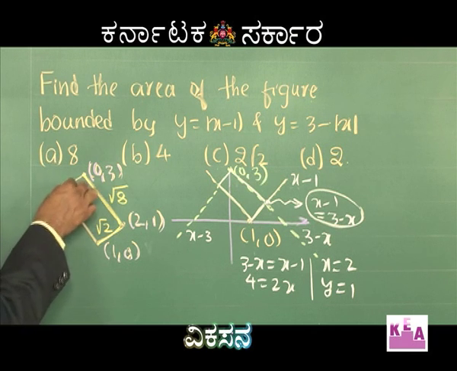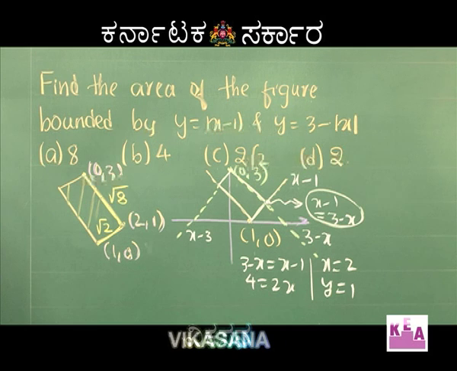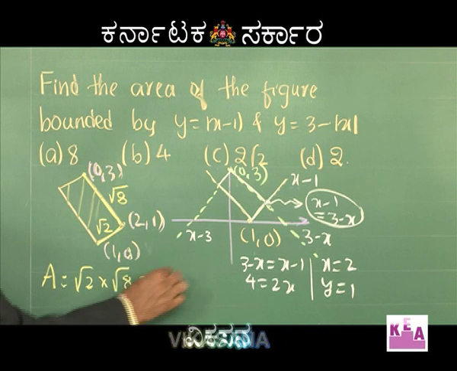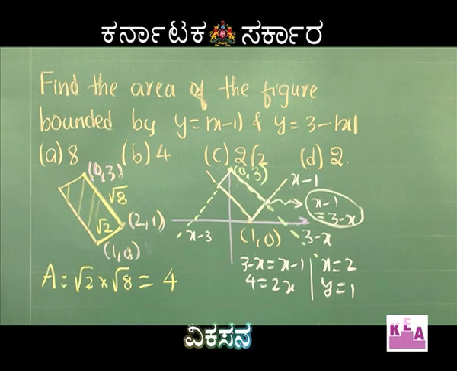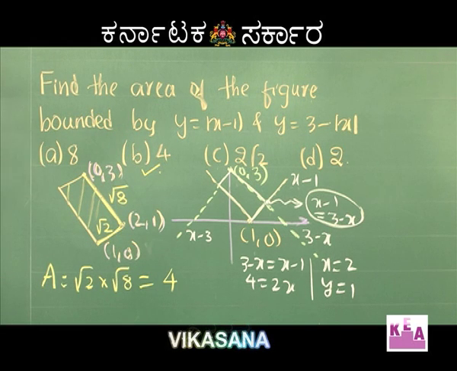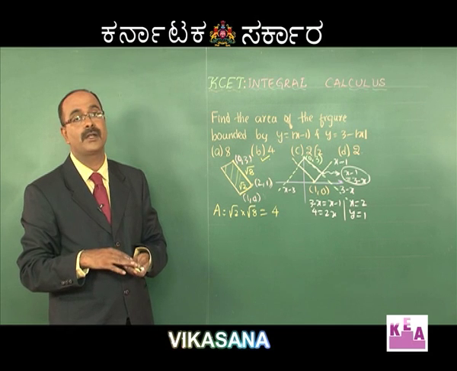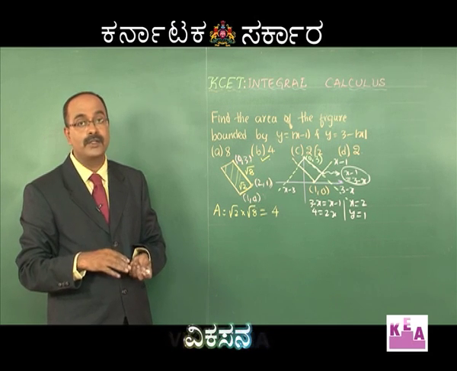Now, what is this particular area? What is the area of this? Square root of 2 into square root of 8. So, area A is equal to root 2 into root 8, that is root of 16, that is equal to 4 square units. Option B is correct. See how simple the problem is. Anybody can solve this if you know the basics of geometry. Got it? Now let us go to the next problem.